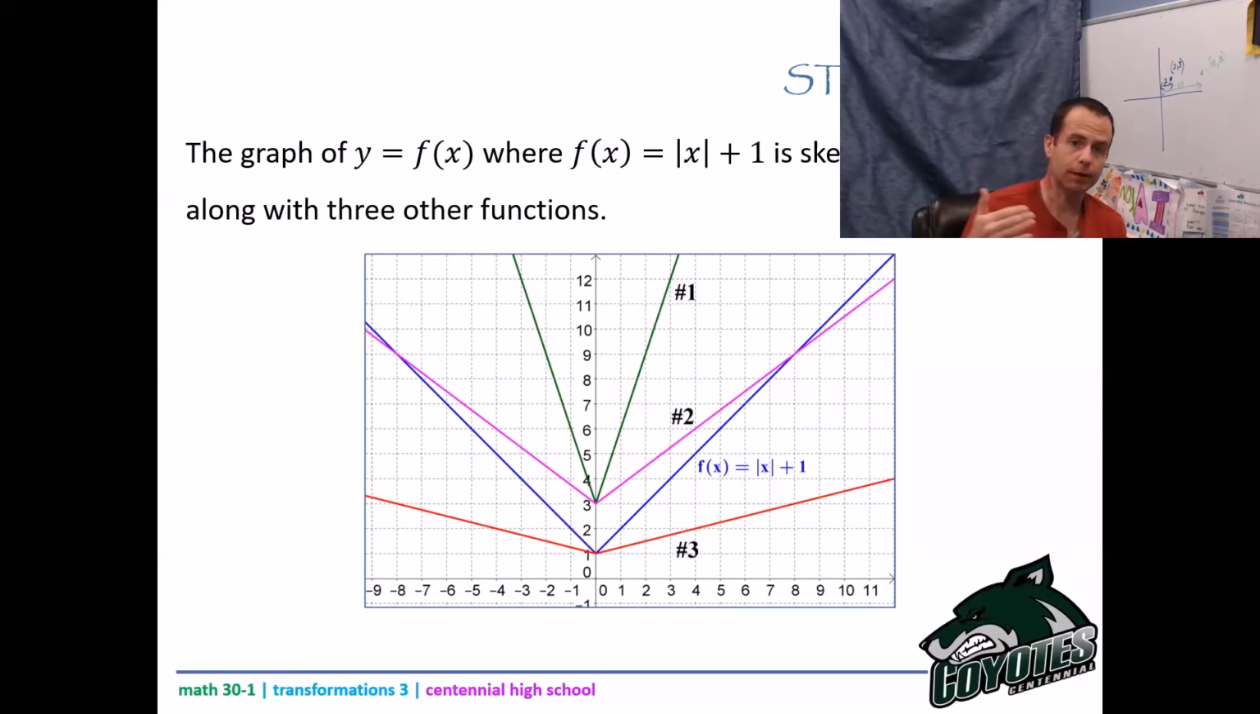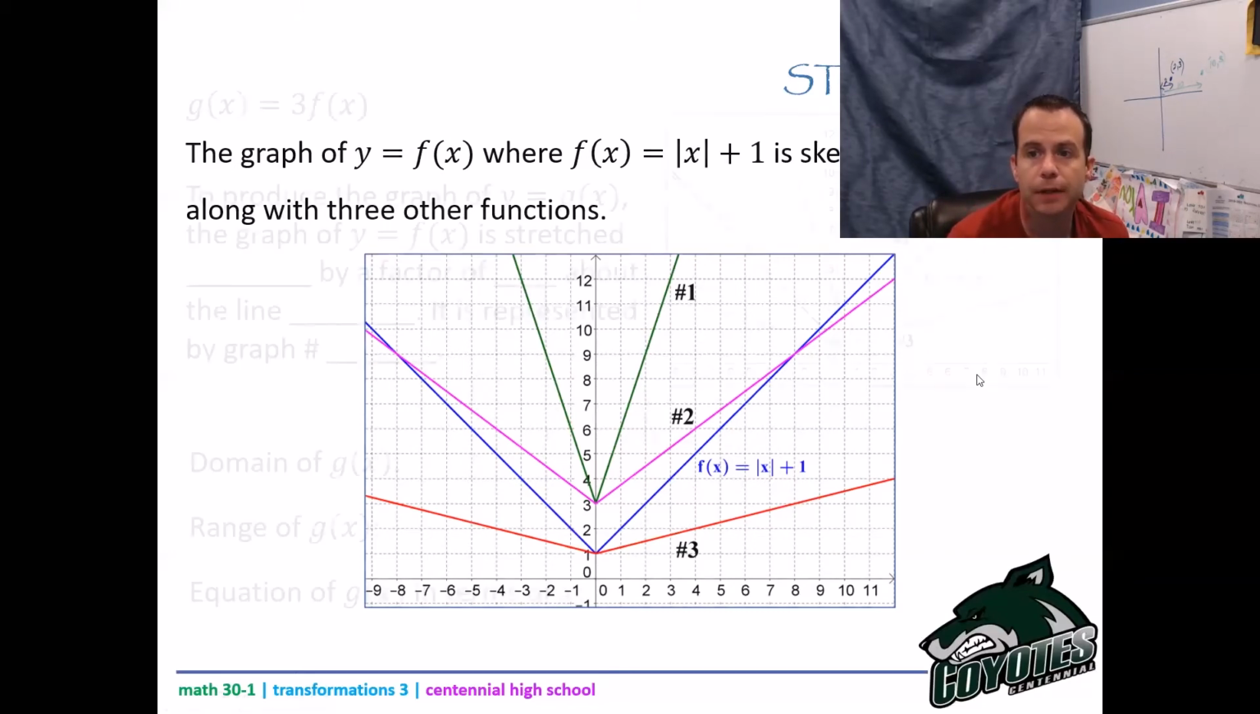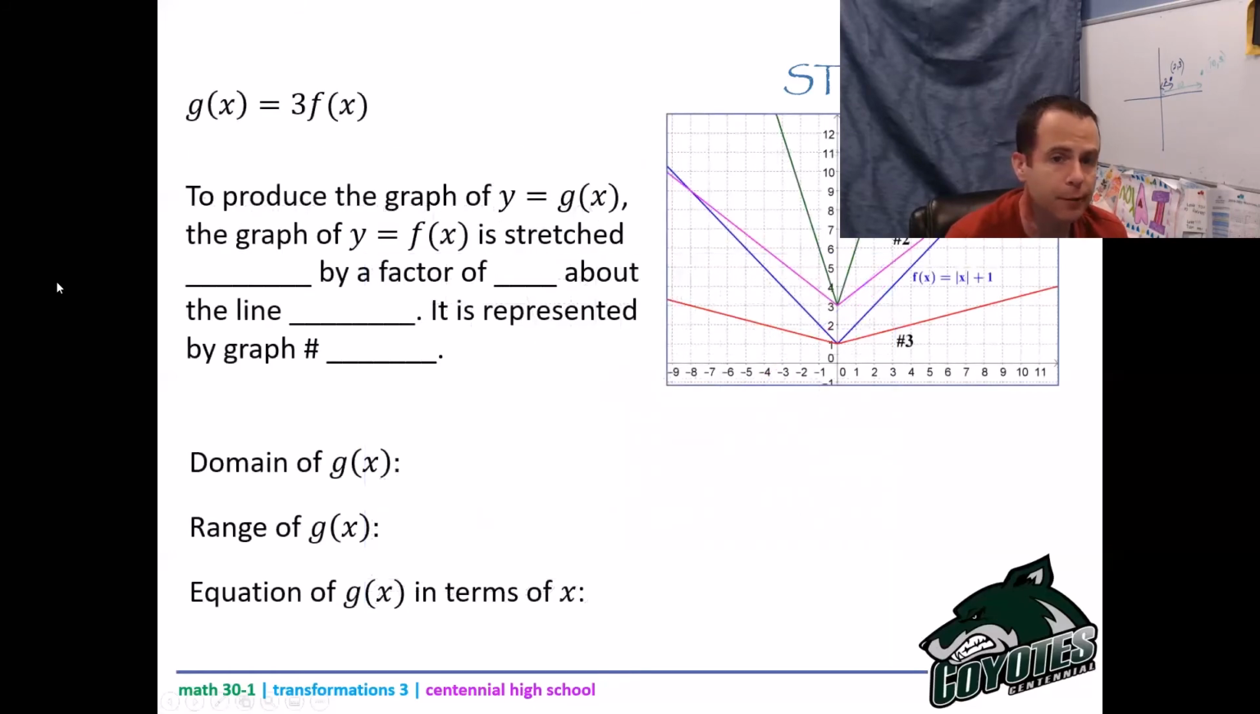So now we have to try and figure out what transformations have occurred using the little investigation we have below. The first one we're going to look at is g of x, where g of x is 3 times f of x. First of all, I would want you to be comfortable saying that is a vertical stretch of 3, which means I'm going to take all my y values and multiply them by 3.